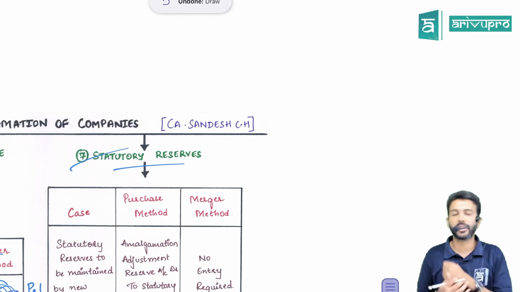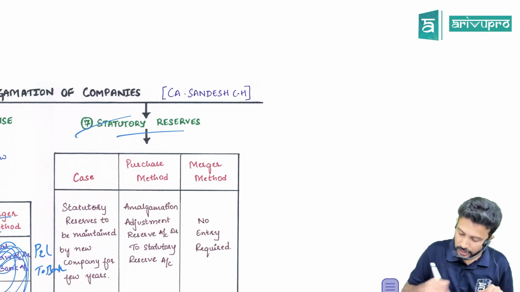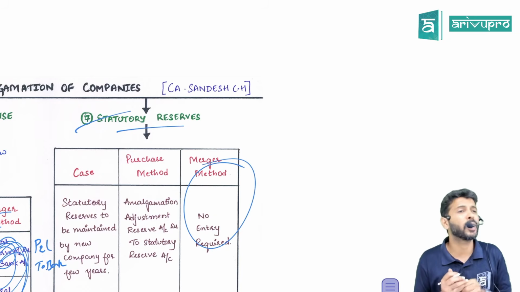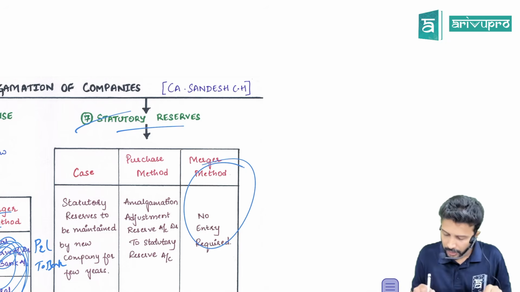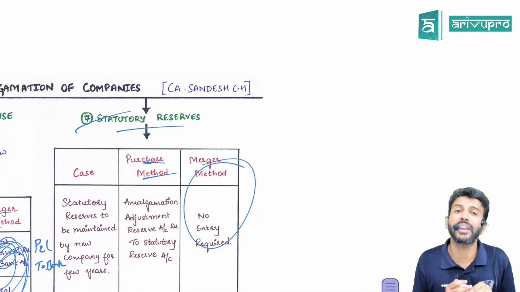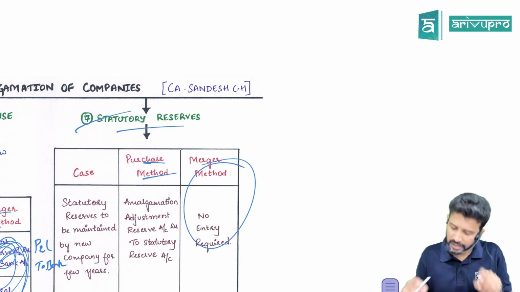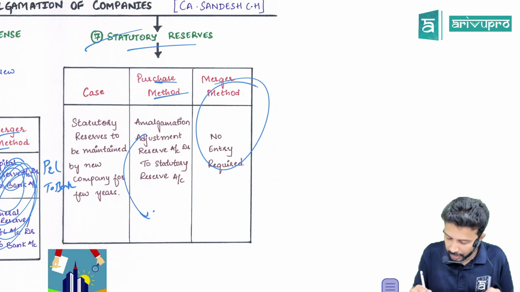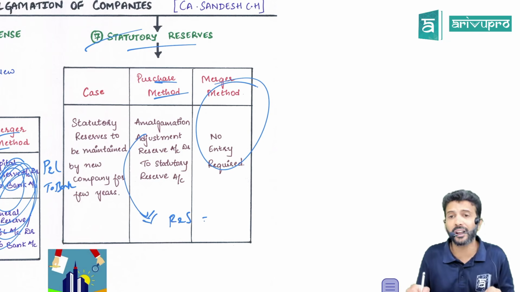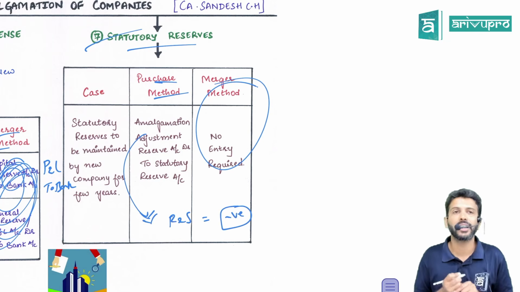Next is statutory reserve. Under the merger method, will you pass any entry for statutory reserve? No, because anyway all the reserves are taken over. But under the purchase method, should we pass any entry? Yes. What is the entry? Amalgamation adjustment account debit to statutory reserve account. And this amalgamation adjustment account will be shown in the balance sheet under reserves and surplus only as a negative number.